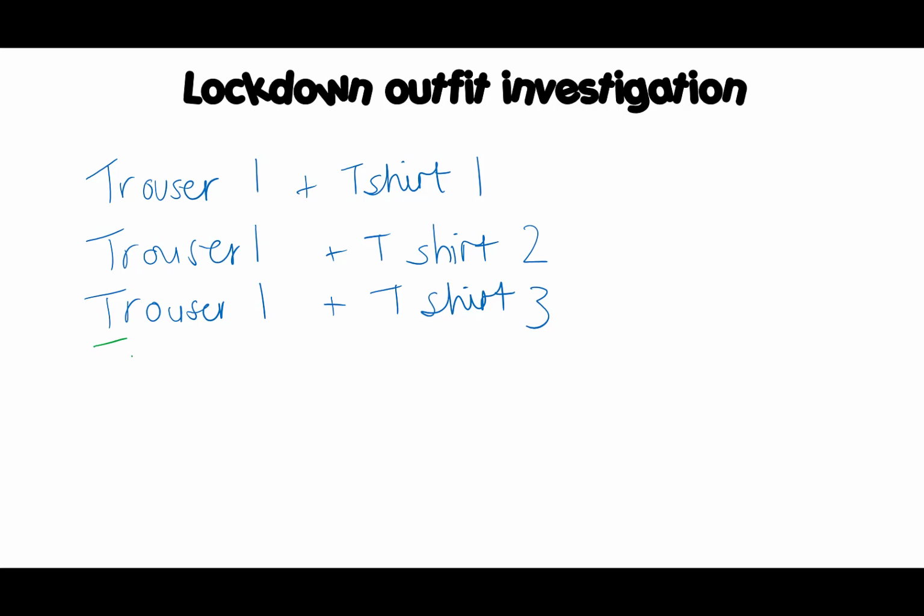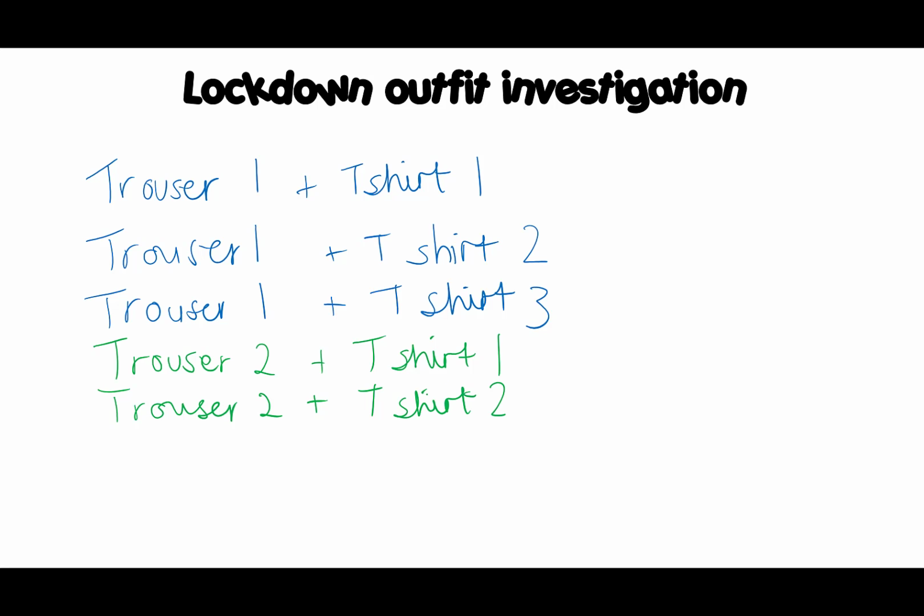Now I could think about trouser 2, which I could also wear with t-shirt 1. And I could also wear trouser 2 with t-shirt 2. And also with t-shirt 3. Are you starting to see how I've chosen a systematic way of recording my information? Now, when you do things systematically, it sometimes helps you to spot patterns and links.